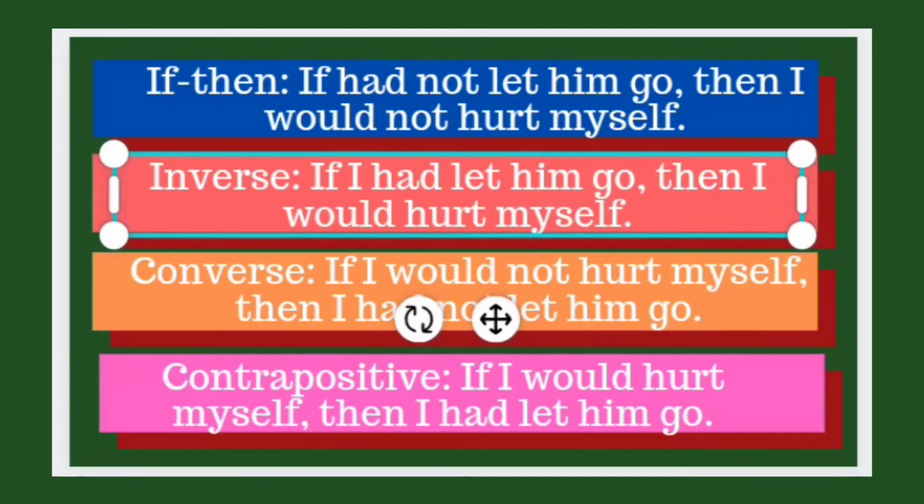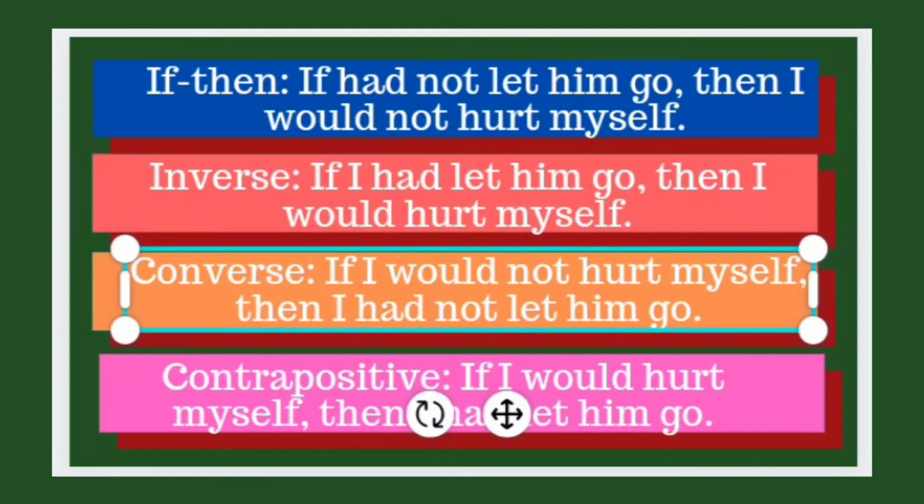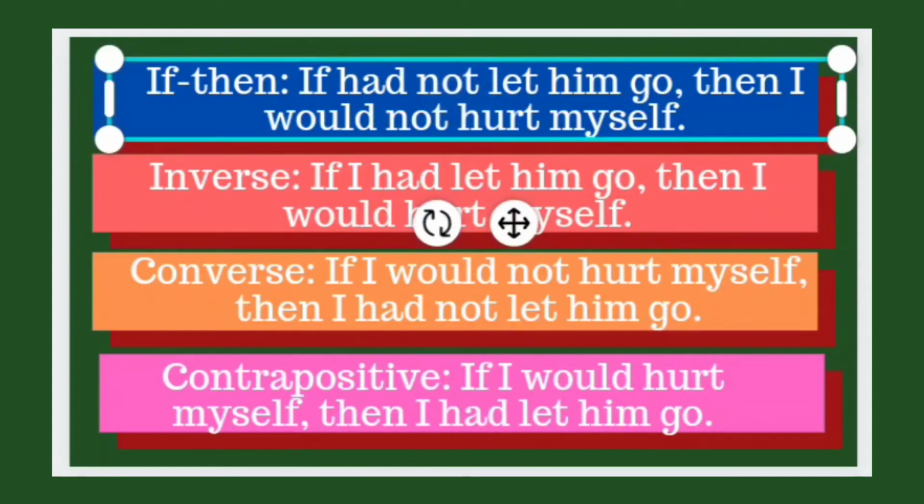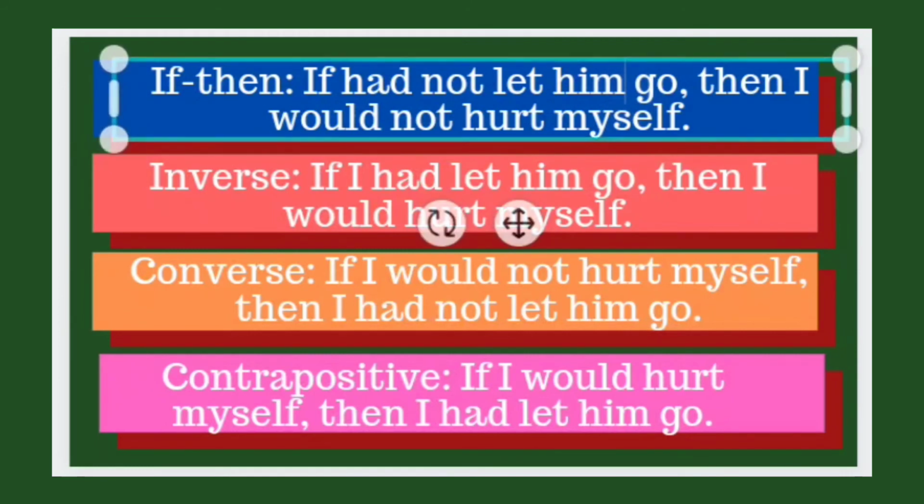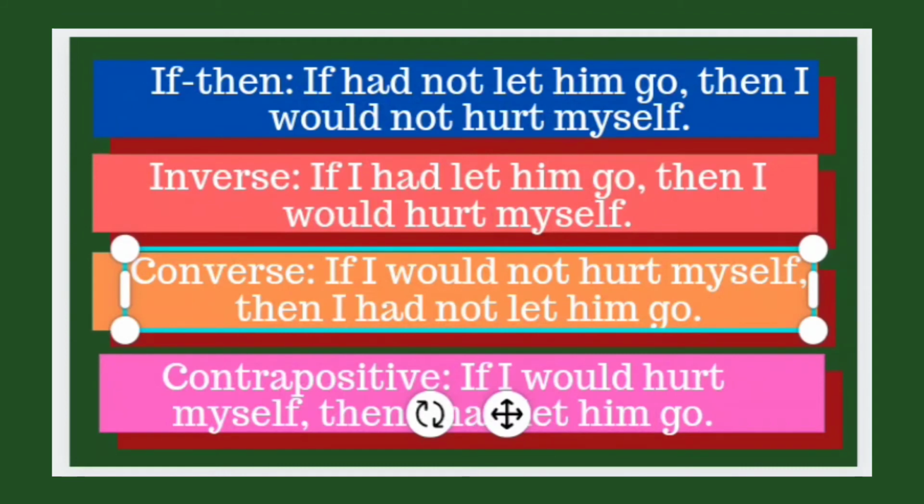Okay? And then the converse will be switching of the hypothesis and conclusion. So the hypothesis here, which is "if I had not let him go," becomes the conclusion. And the conclusion here, which is "I would not hurt myself," becomes the hypothesis. So we have this one. If I would not hurt myself, then I had not let him go. Okay, so that is how to give the converse. We just swap or switch the hypothesis and conclusion.